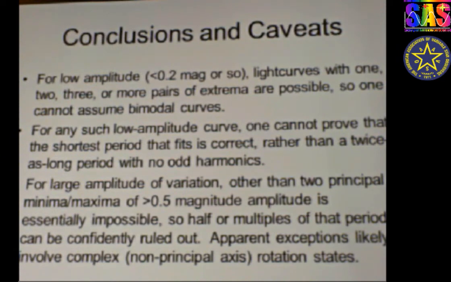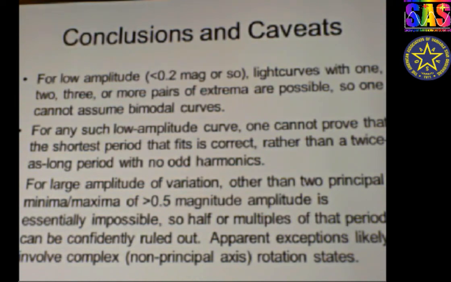Okay, just to summarize and conclude here, when you see a low amplitude, and I take as a rule of thumb about 0.2 of a magnitude or so, you have to beware: the number of extrema per cycle could be 3 or 4 or 2 or 1 or just about any number, and you really have to observe very thoroughly, very accurately in order to decide what the true period is.